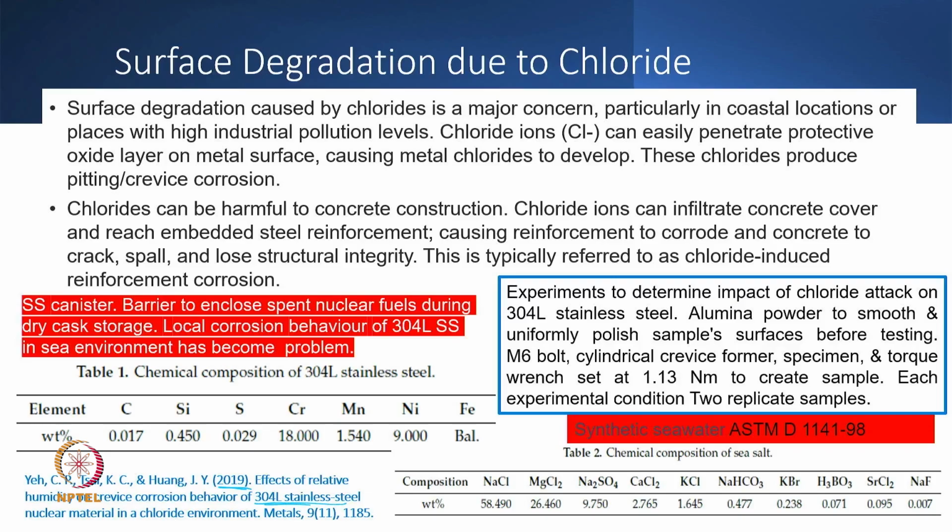And where does the chlorine come from? We know that near marine environments or coastal areas, the chloride ions will be more in number compared to the normal environment. So, the surface degradation caused by chloride is a major concern, particularly in a coastal or marine location, or maybe some industry where chlorides are pollutants, or the pollution level due to chlorine is on a higher side.